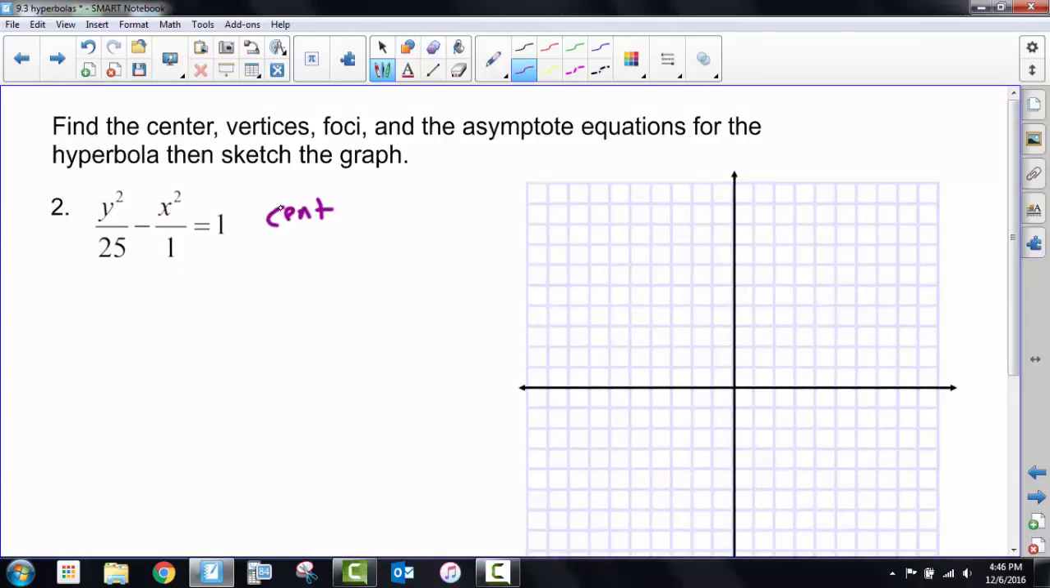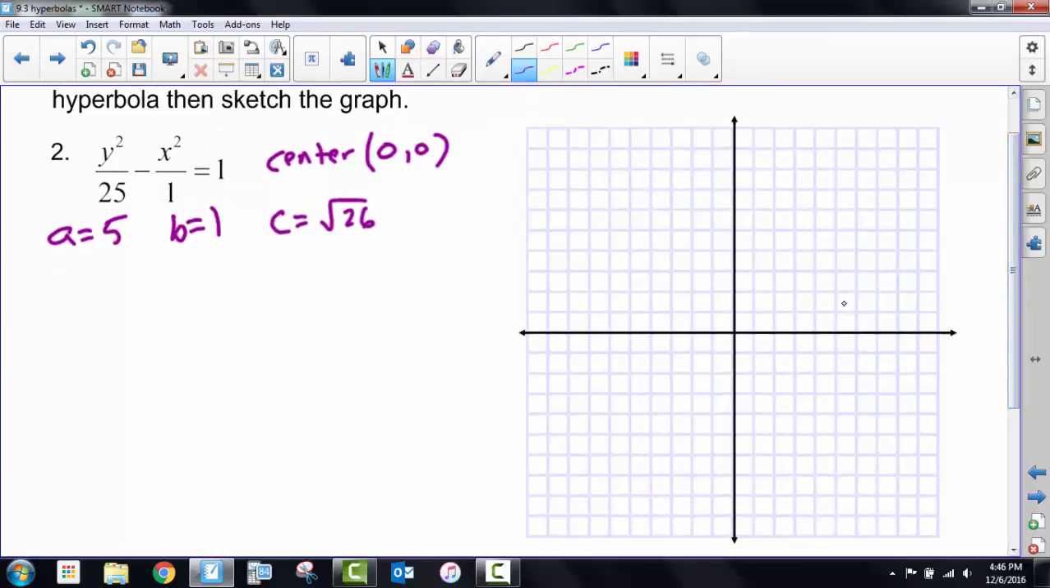Let's do another one. Very similar question in some ways. This one will be vertical. I can see that right away because it's y minus x, but the center is still at the origin. Once you get that, then we'd want to go ahead and find those a and b values. This time they're 5 and 1. By using that Pythagorean relationship, we know c would have to be the square root of 5 squared plus 1 squared, or just simply square root of 26.